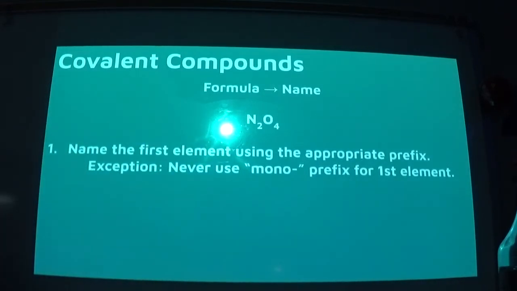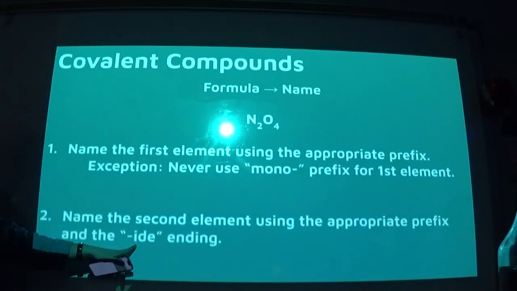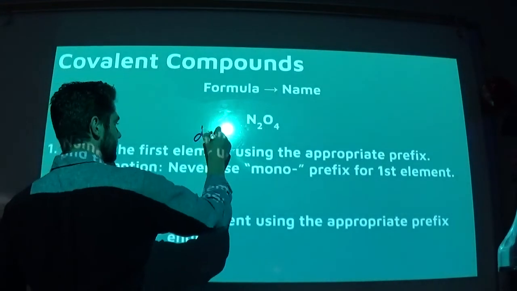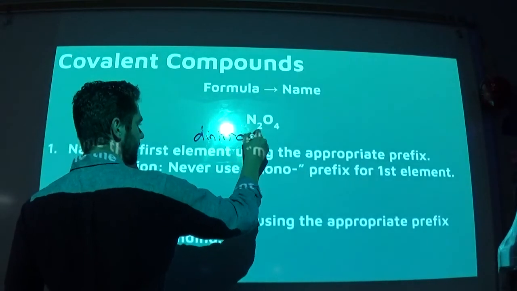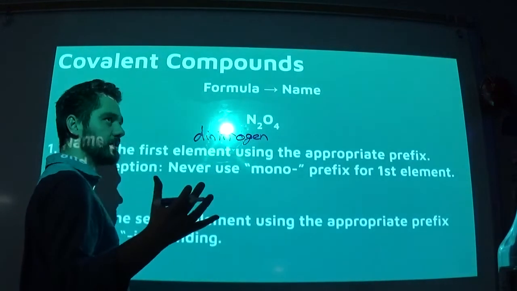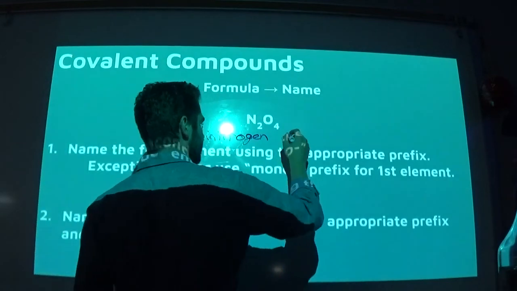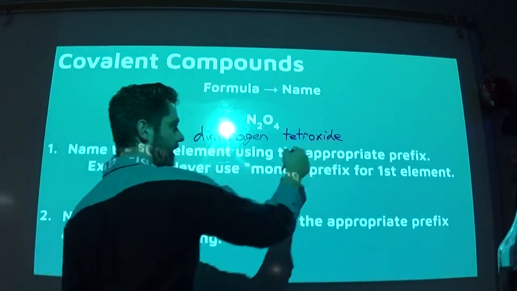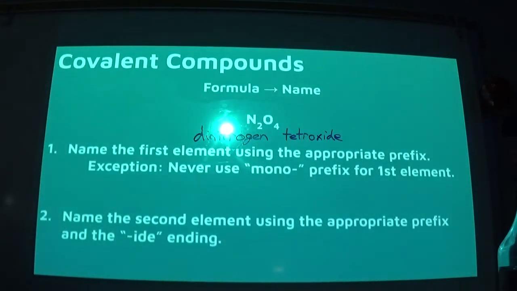Then we do the same thing for the second element, except we use the -ide ending. So instead of oxygen, we say oxide. We'll say tetroxide: tetra for 4, and then oxide for oxygen. Right, with oxygen it's kind of weird to say tetraoxide, so we just shorten it to tetroxide. You take the A off. Oxygen is one where you technically drop it. So you say pentoxide, and you don't say monooxide, you just say monoxide. It's just easier.